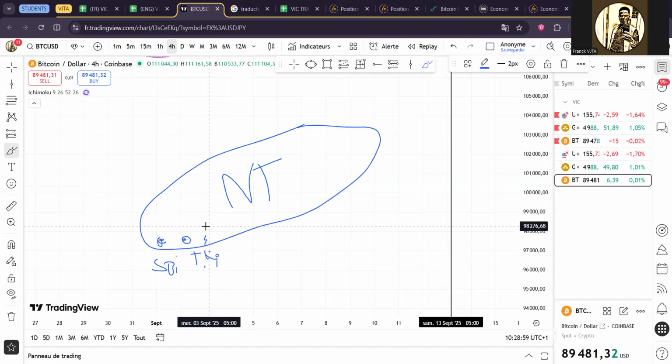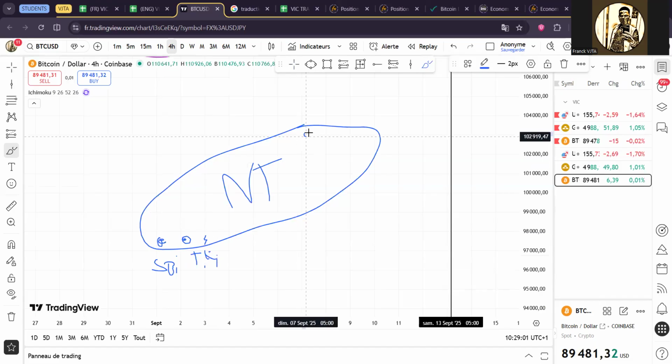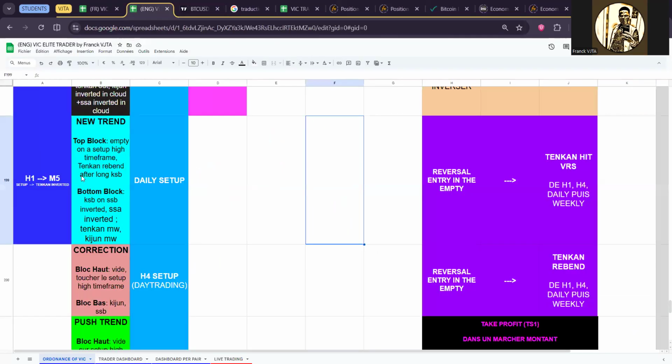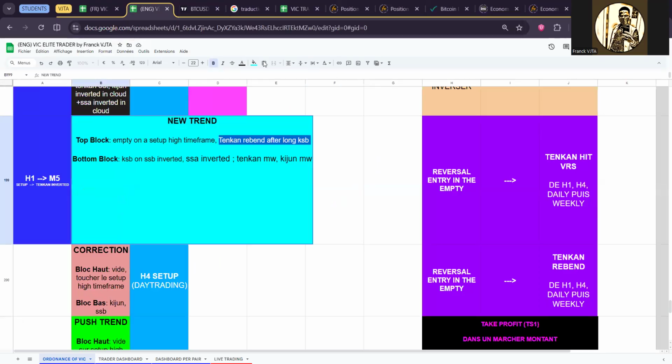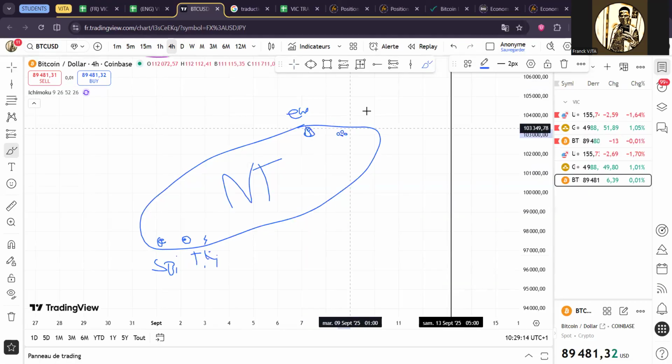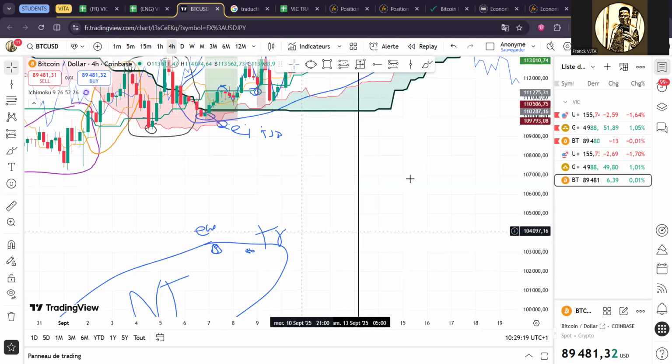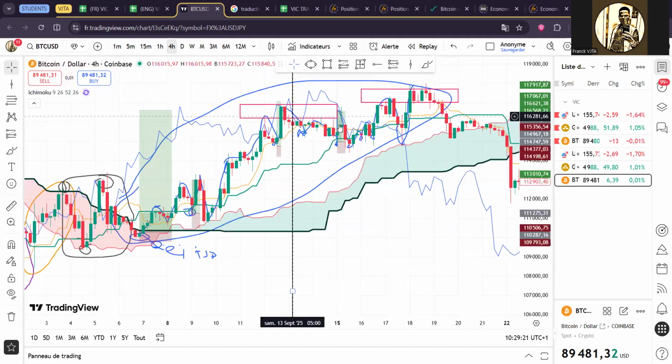Tenkan MW, Kijun MW. And then now your TPs are the MT, the MT and what? Tenkan Ribbon, Tenkan Ribbon after a long KSB. So you can have a TP here. The first TP, the second TP. Knowing this gives you certainty. That's how you have certainty in trading.